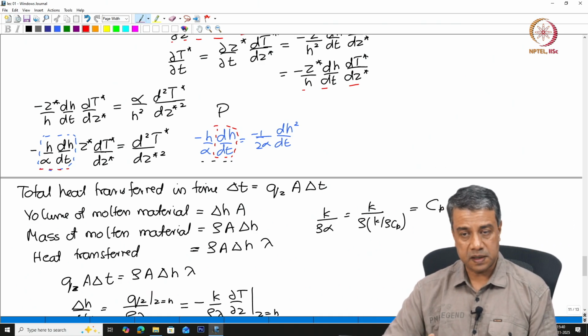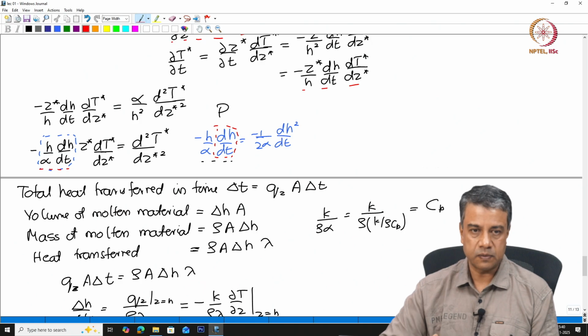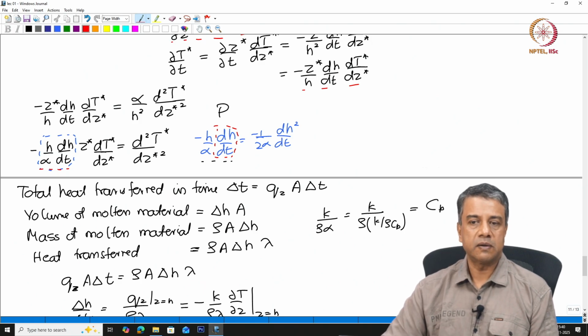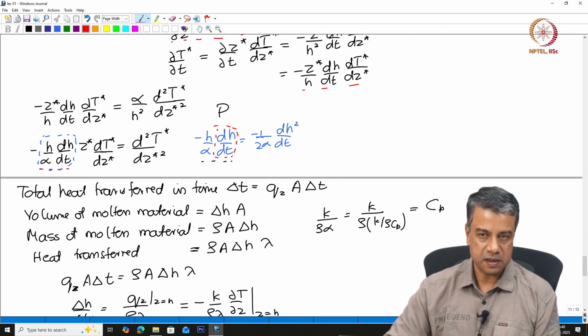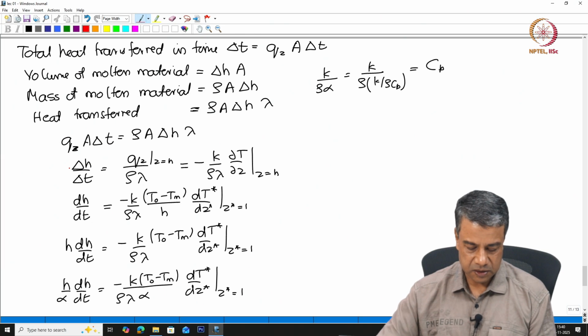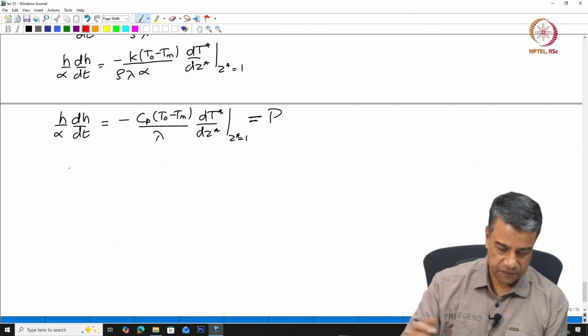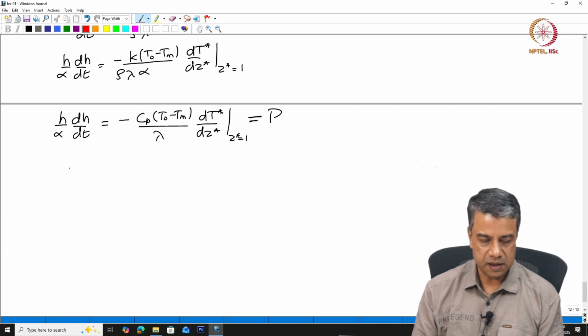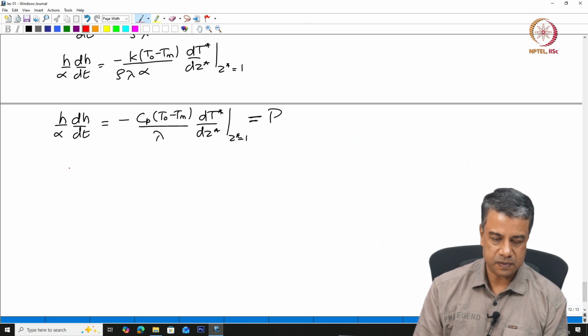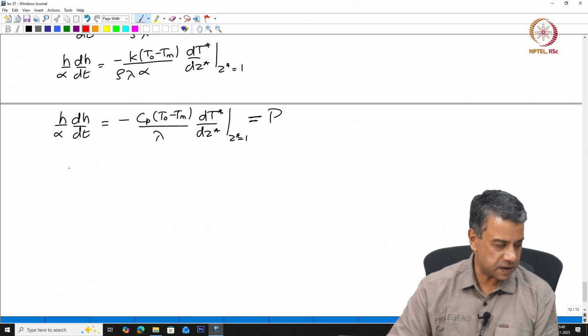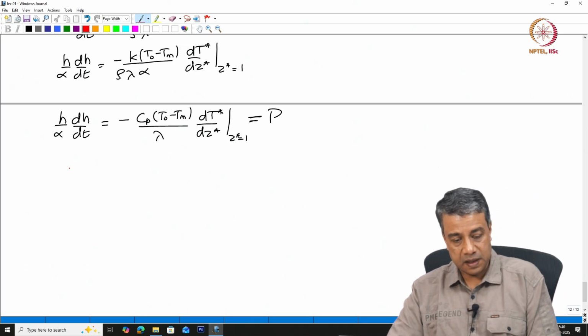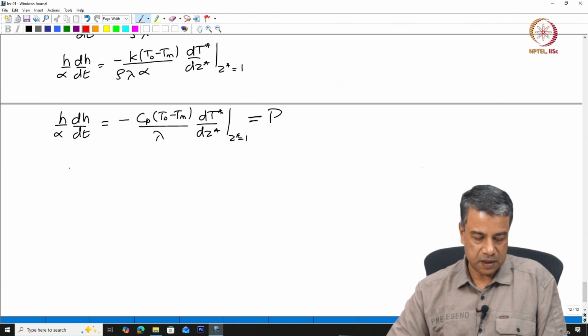This energy balance condition, that the total heat transferred within a time delta t has to be equal to the latent heat times the mass that is molten, shows us that this is in fact a constant. H dh by dt is in fact a constant, because once I express temperature in terms of z star, then the temperature gradient at z star equal to 1 has to be a constant.